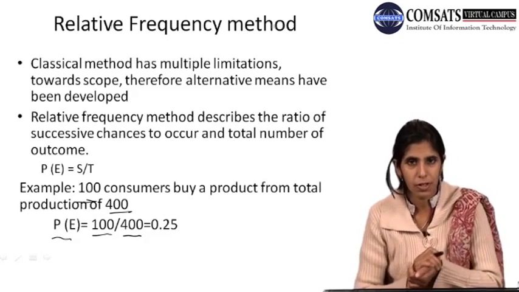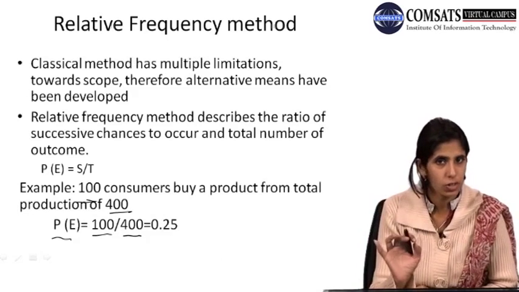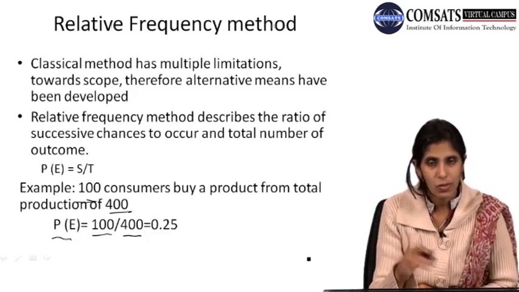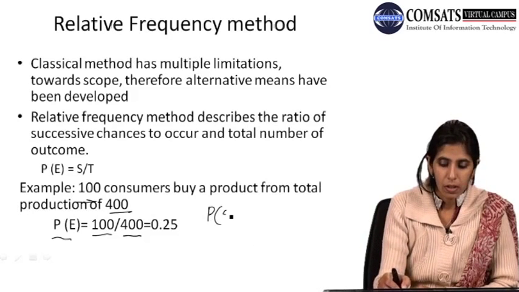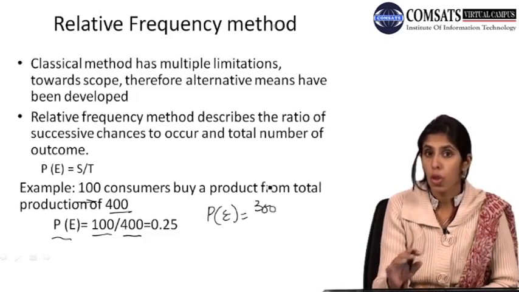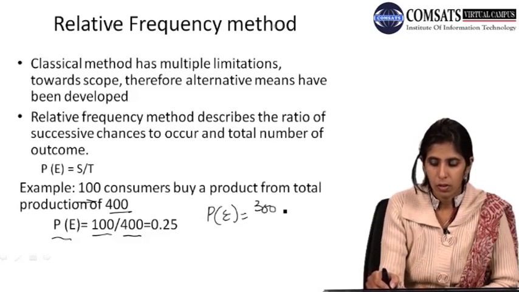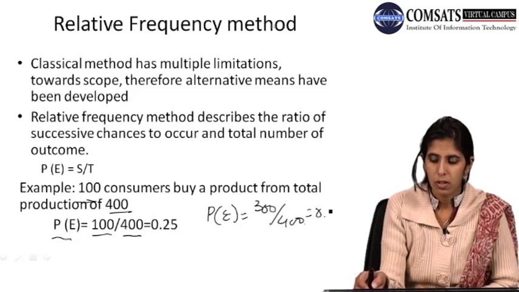A similar example can be reversed as well: 300 consumers have not purchased the product. This is another event which happens. So in this case, out of 400, 300 consumers have not purchased the product. This gives you another analysis, which is 0.75.